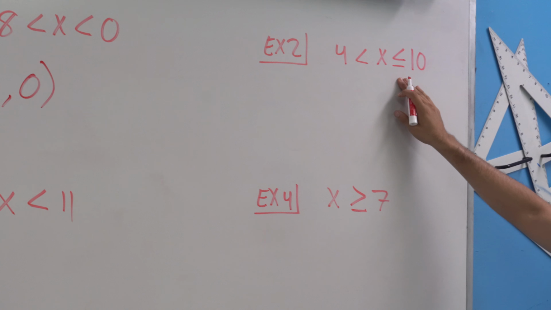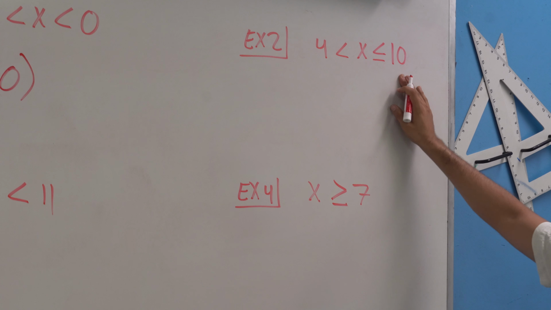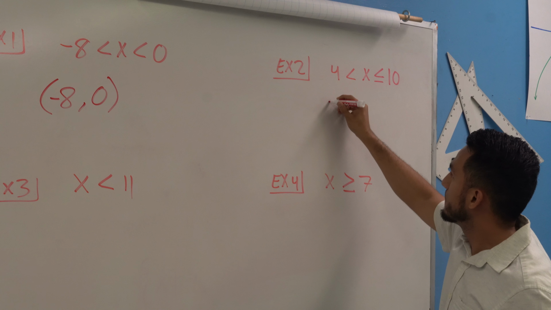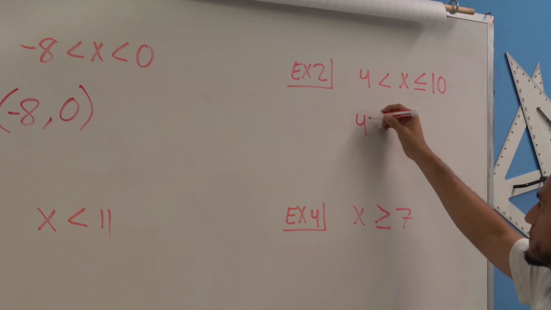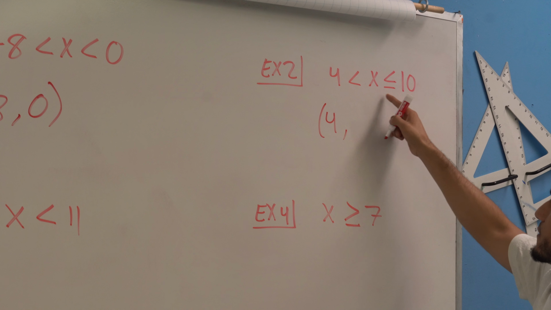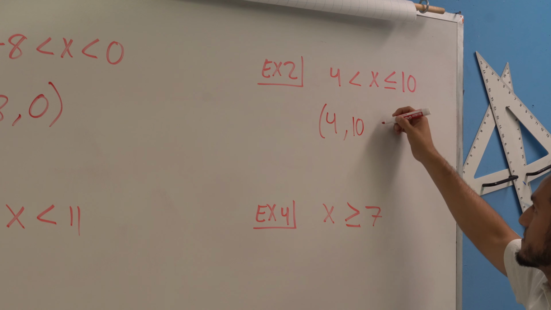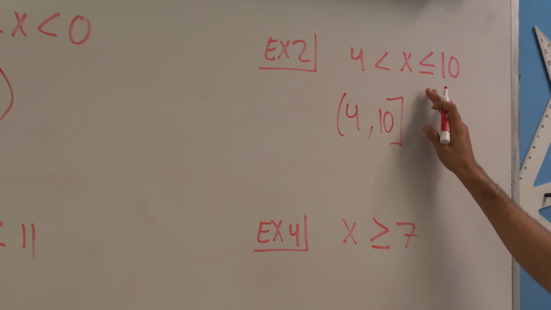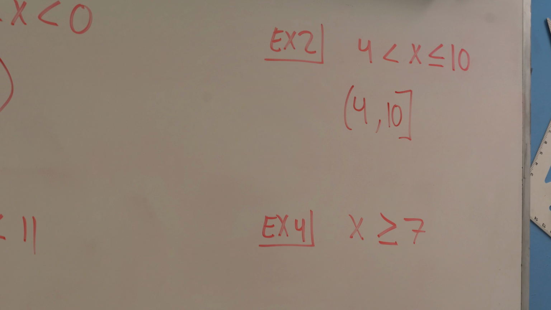4 less than x less than or equal to 10. Okay, we begin by looking at the smallest number in the set, so it's 4. Is 4 equal to x? No, so we use parentheses. The biggest number here is 10. Is 10 equal to x? It is. Since it's equal, we can go ahead and use a bracket. Every time it equals, use brackets. If it's not equal, we use parentheses.